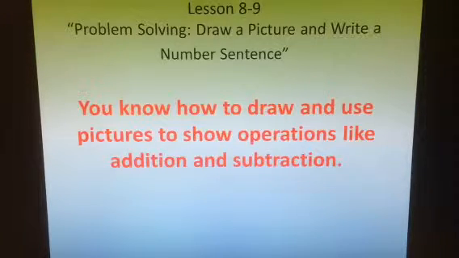Hello. Today's lesson is lesson 8-9, the last lesson in our unit on division, and it's called problem solving. Draw a picture and write a number sentence.